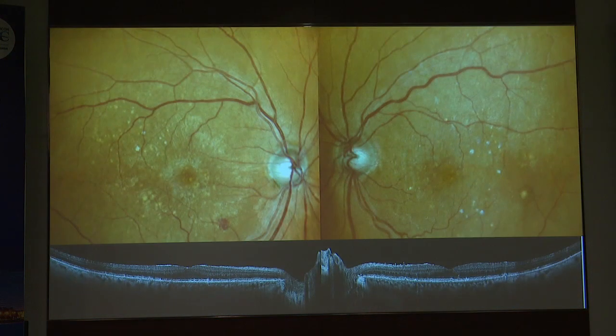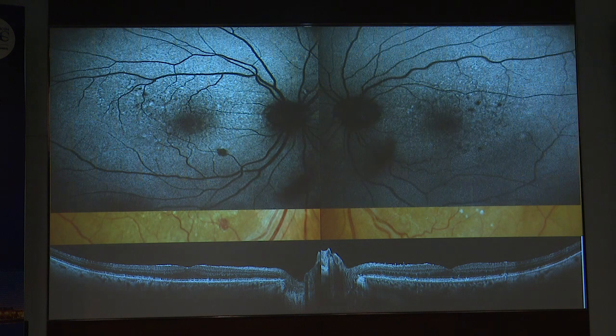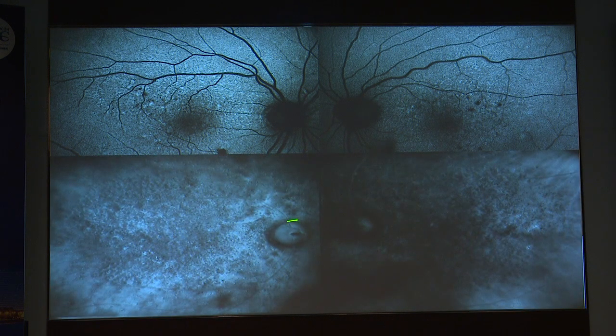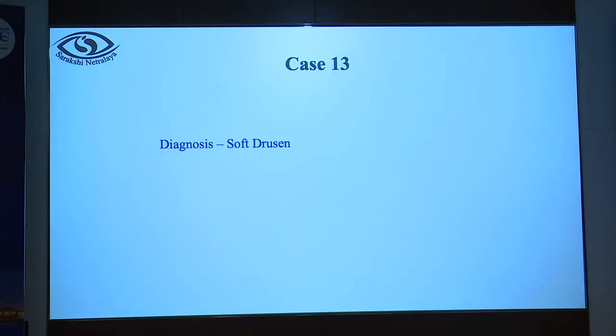Now look at intermediate dry AMD. You see multiple drusen. OCT is not contributory. On FAF again, a few hypo and hyper spots are there, but you see the whole RPE is affected all across. So it tells you the extent, and not only is the delineation much more and the spread more, but the number of cells affected here is more, which we can pick up.